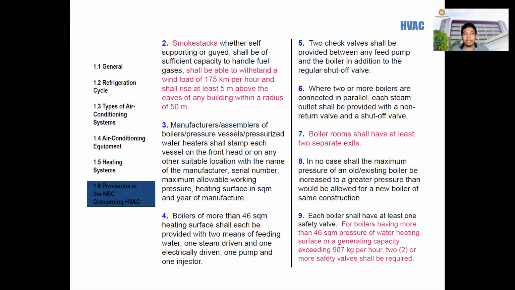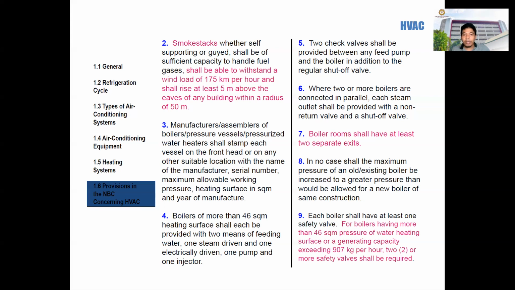Number three, manufacturers' assemblies of boilers, pressure vessels, pressurized water heaters shall stamp each vessel on the front head or on any other suitable location with the name of the manufacturer, serial numbers, maximum allowable working pressure, heating surface in square meters, and year of manufacture. So normally, when we buy boilers or tanks, it should have the stickers which have the name of the manufacturer, the year of manufacture, maybe materials used for manufacturing of that particular boiler.